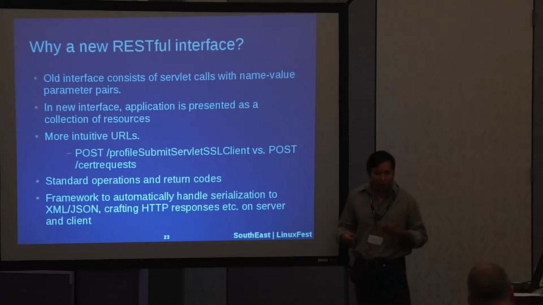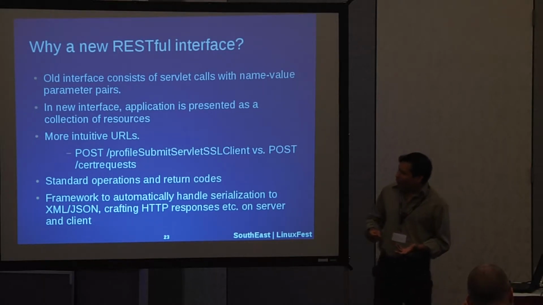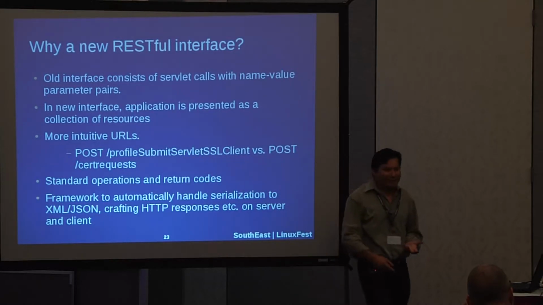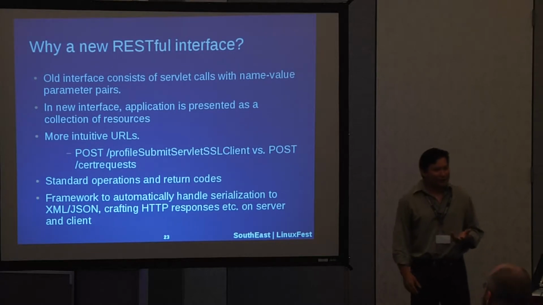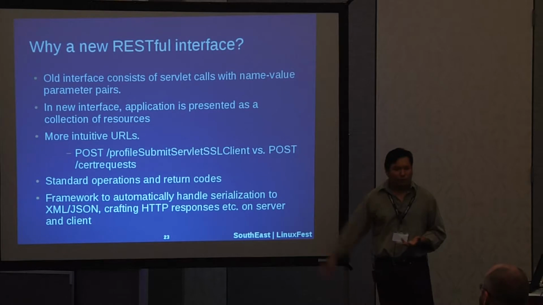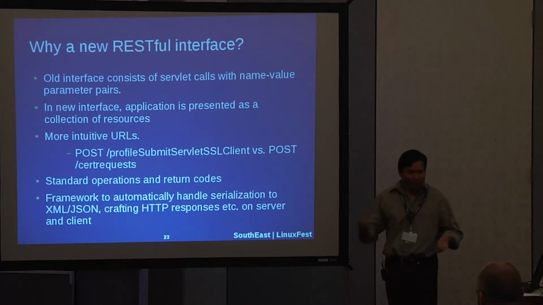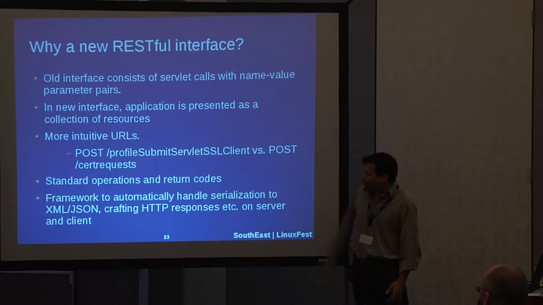So if I want, for example, to create a new certificate request, the old way of doing it would be to do a post to profile submit servlet SSL client, okay, which is about as intuitive as it could be. The new way of doing it is to do a post to cert requests. And at that point, you're going to send in the appropriate object, and the object will go there and create a new certificate request.